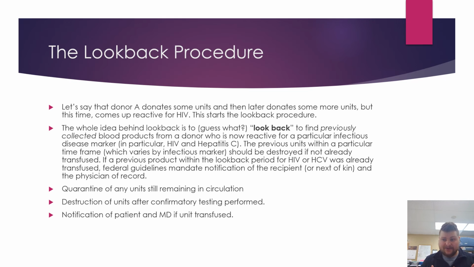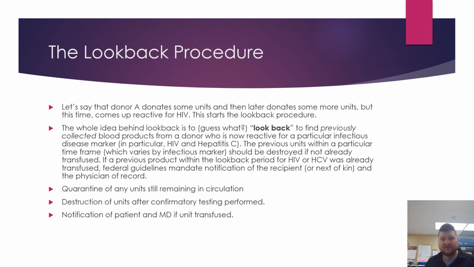Moving on, I do want to look at the look back procedure, because after you have that positive, this is the next step you're going to do. This is going to be where we're looking back. So let's say that donor A donates some units and then later donates some more units, but this time he's coming up reactive for HIV. This is going to initiate that look back. The whole idea behind look back is to, guess what? Look back to find previously collected blood products from a donor who is now reactive for a particular infectious disease marker. In particular, we're looking for HIV and Hep C.